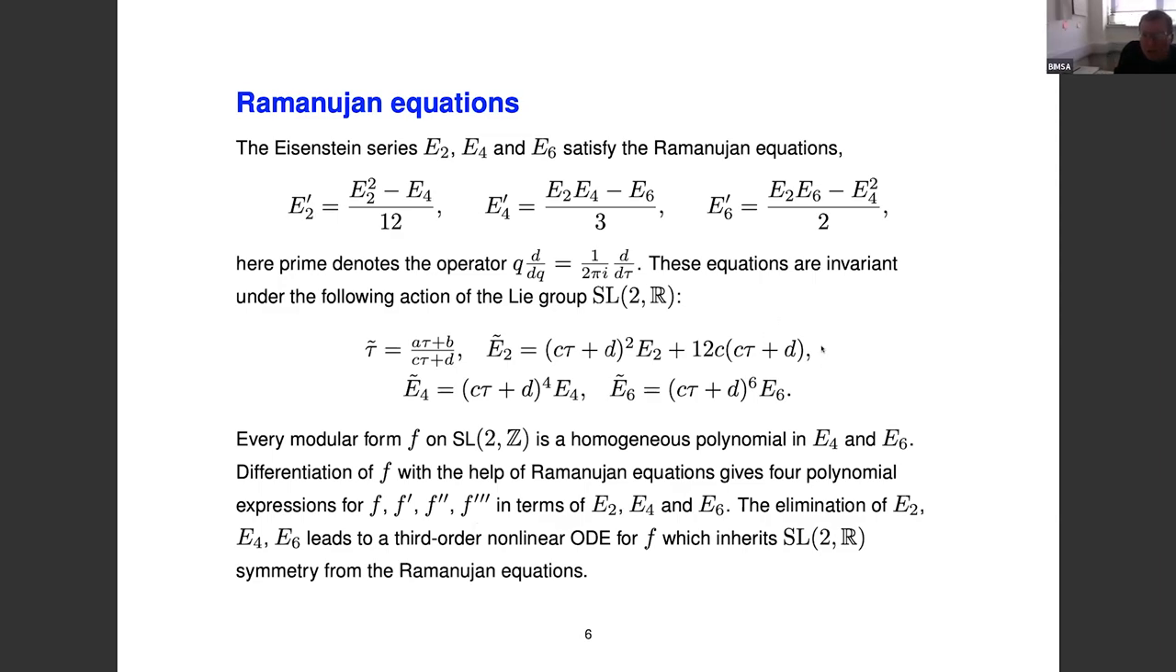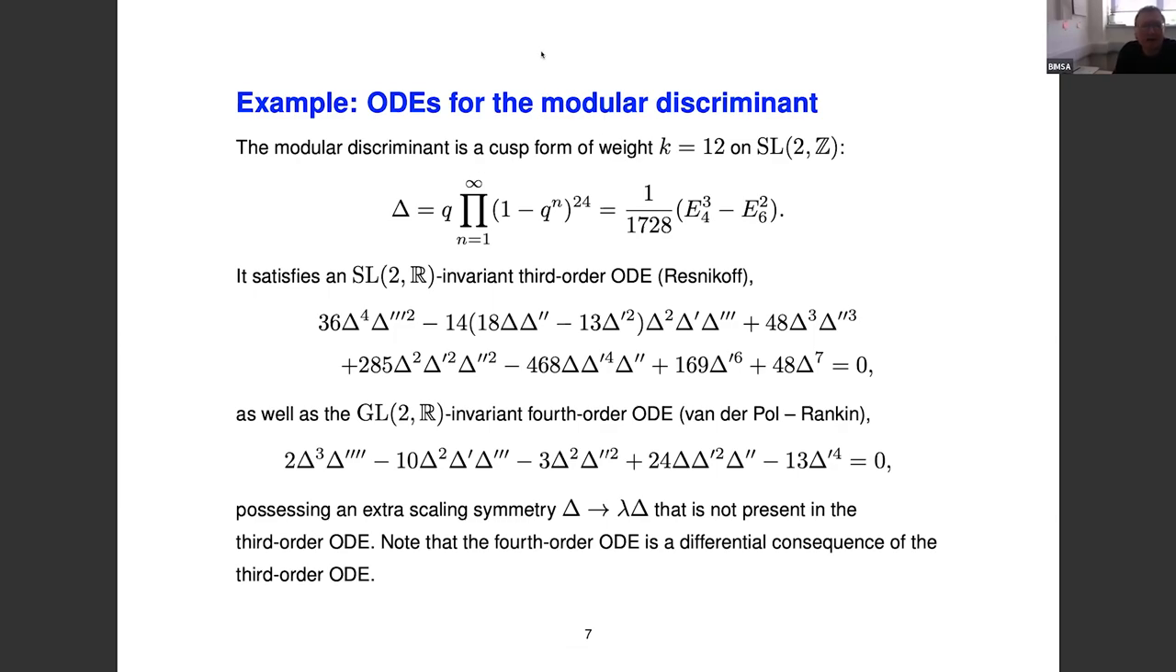But in what follows, I will not use this recipe. We will do it slightly differently. Let me show you one example: the ODE for the so-called modular discriminant. The modular discriminant is a modular form of weight 12, and it's defined by this expression, E4 cubed minus E6 squared, divided by this number to make the first coefficient equal to 1. It's standard, and this is called the modular discriminant. This is its expansion: q times the product of (1 minus q to the n) to the power 24.